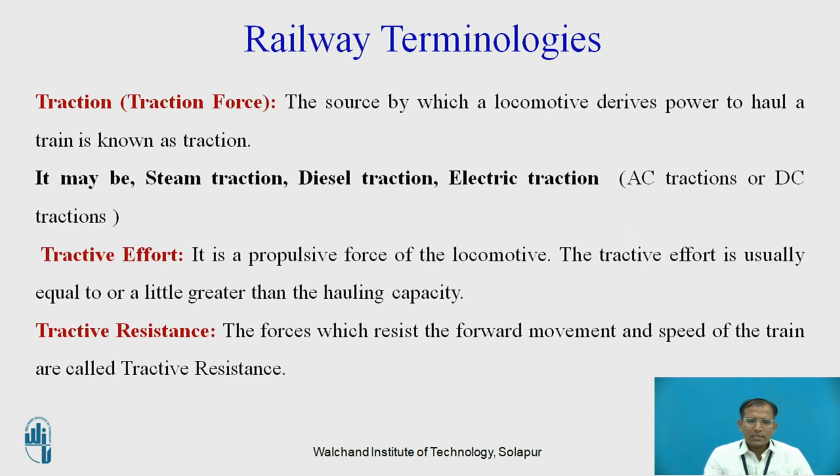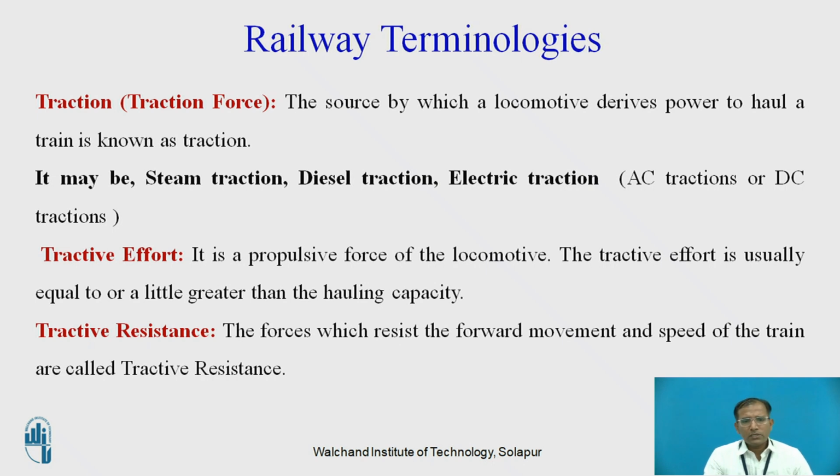Another terminology is traction. Traction is where we get the source of energy for this locomotive. Either you are using diesel, which means you are getting fuel as the source, or electricity or coal. That is called traction, the source of energy.